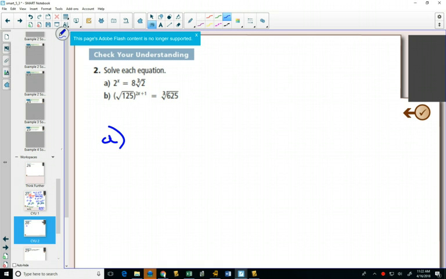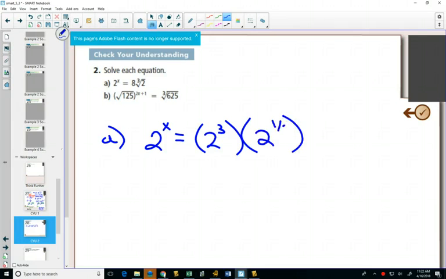So in this case, we're going to have 2 to the x equals, and if I'm looking on my powers chart, 2 is the smallest power that we have, so we're going to have to try to change everything here to powers of 2. Well, I can change 8 to 2 cubed. And the cube root of 2, so any square root will be 1/2, cube root will be an exponent of 1/3, and so on. So this is what we get.